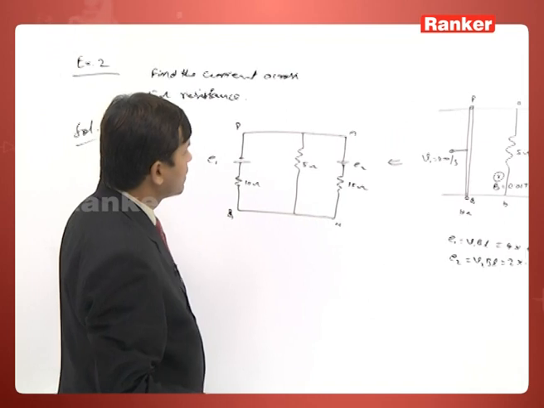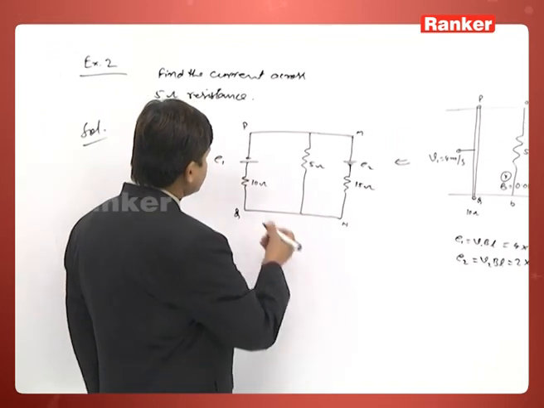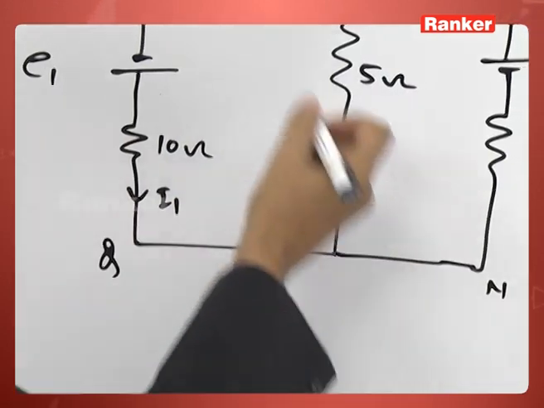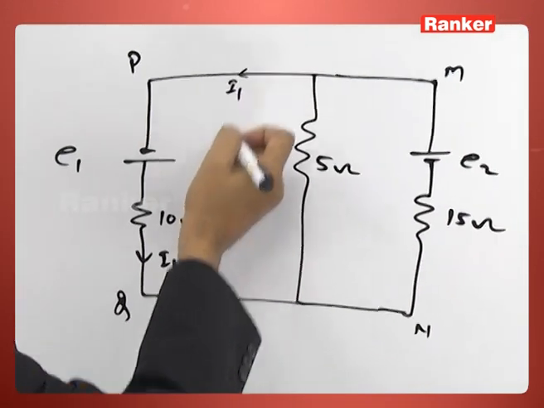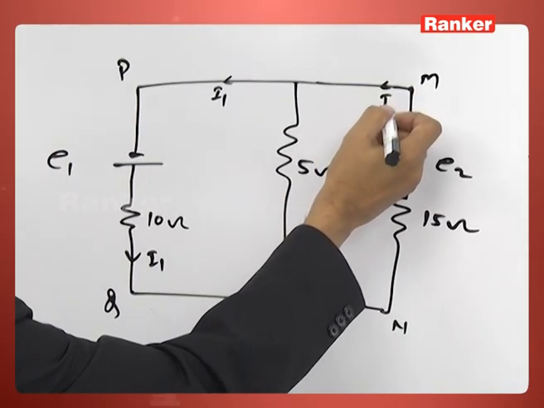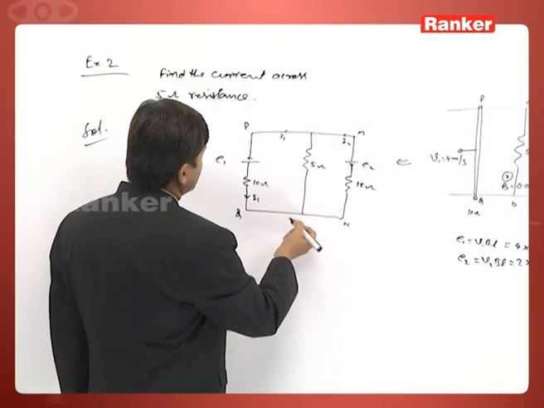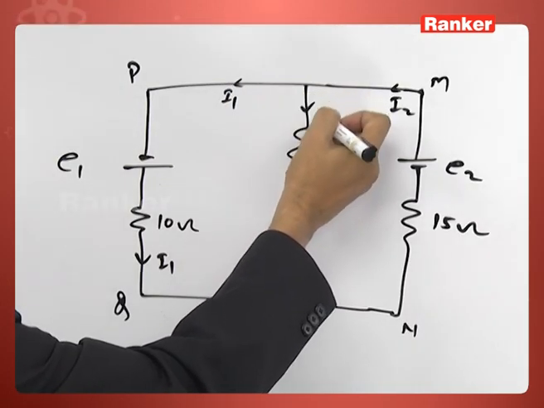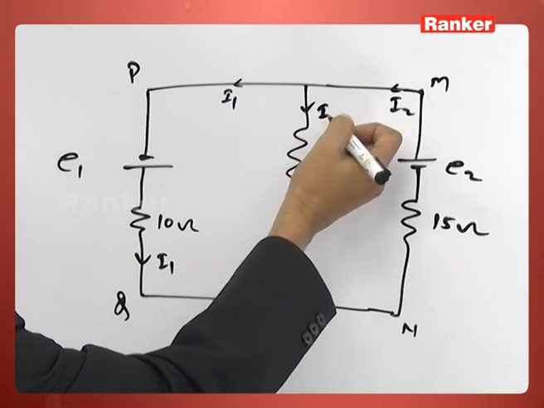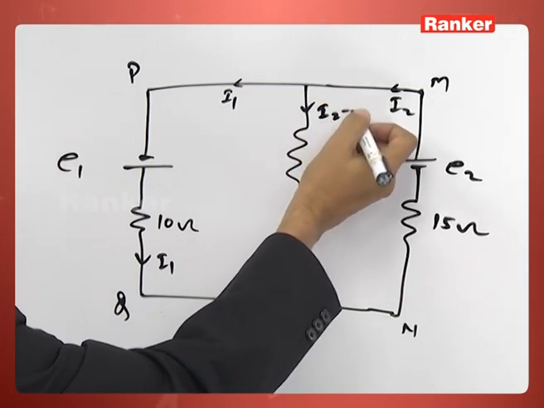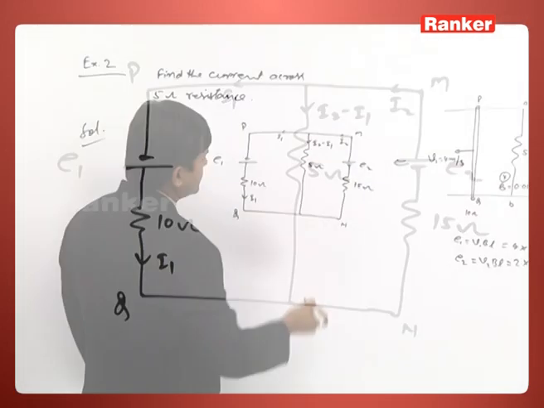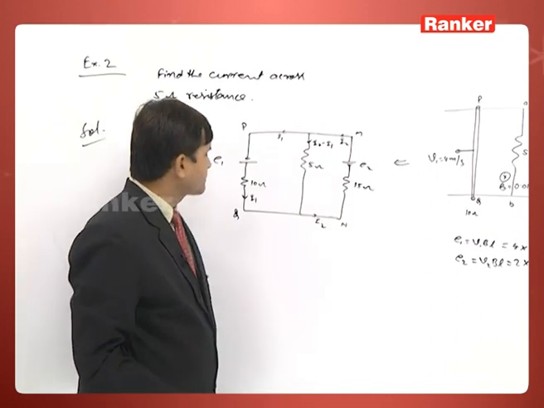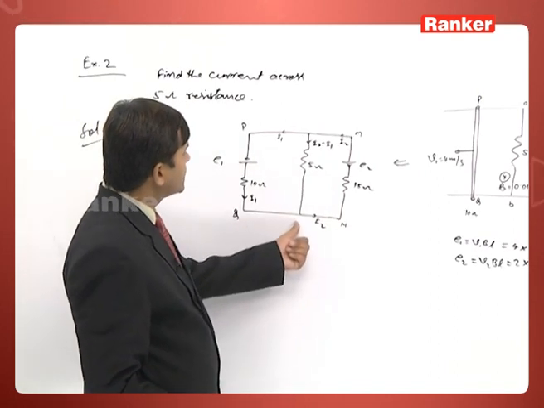Now we will solve the problem like this. Let the current here be I1, and that can also be taken as I1 here, and let this be current I2. So here the current is I2, here I1. So this current can be said as I2 minus I1, then here I2. So we can check here.